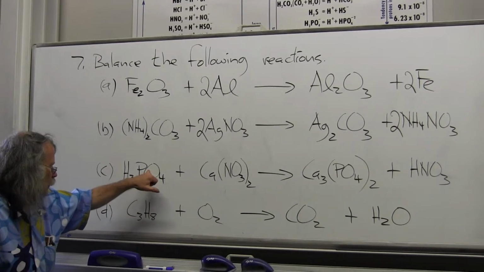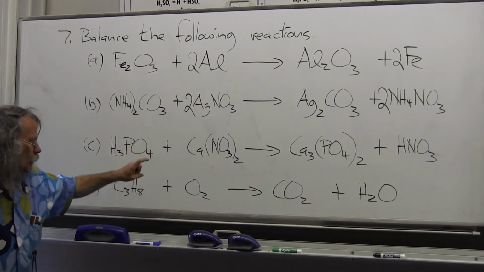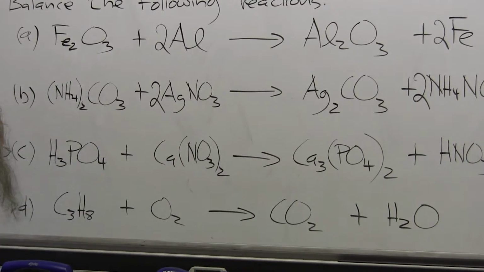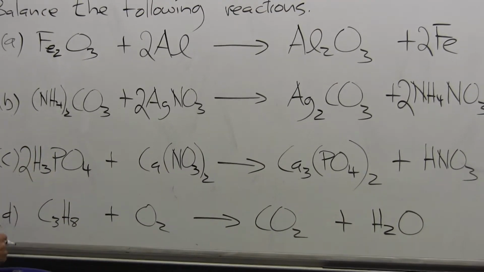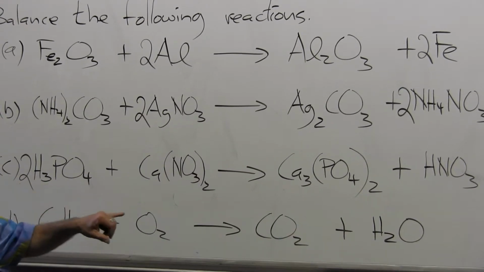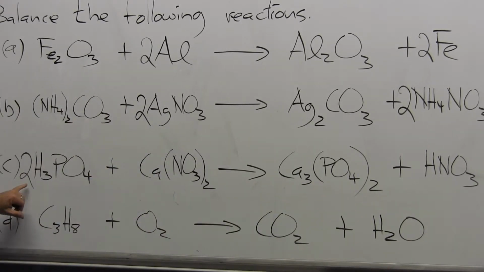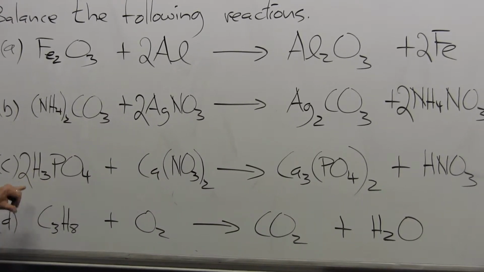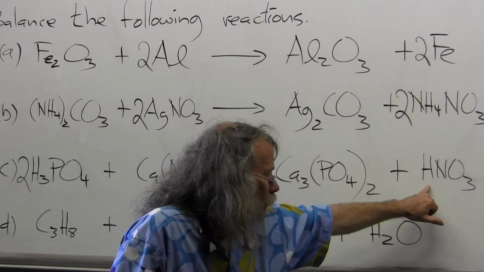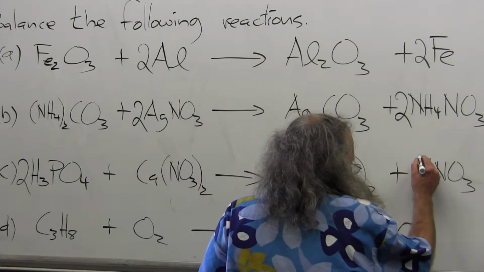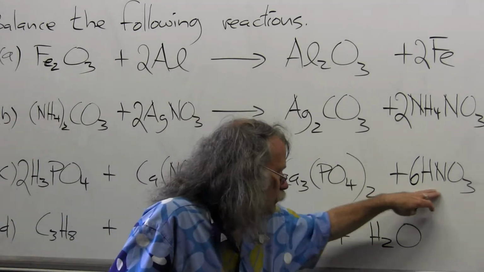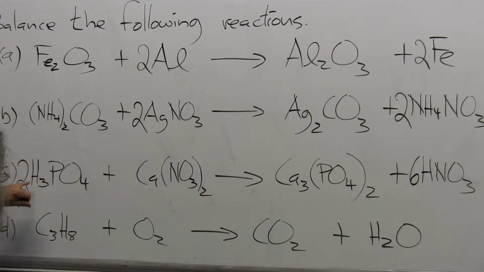Well, I've got 1 phosphate on the left, and I have 2 phosphates on the right. So I will balance that by placing a 2 here. And now that stoichiometric coefficient is going to say I've got 2 phosphates on the left, 2 phosphates on the right. I've got 2 times 3, which is 6 hydrogen ions on the left, and I've got 1 hydrogen ion on the right. So now I'll place a 6 in front of the hydrogen. And now I've got 6 hydrogen nitrates, and I've got 6 hydrogen ions here.